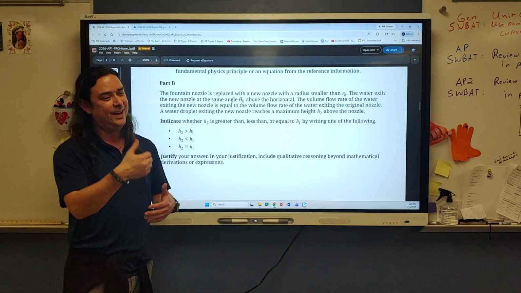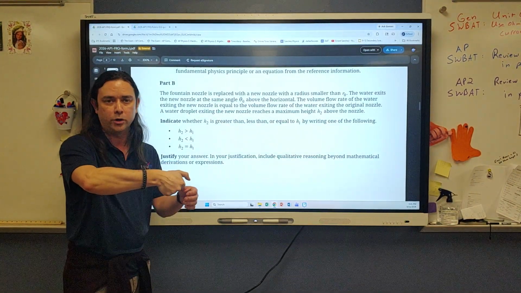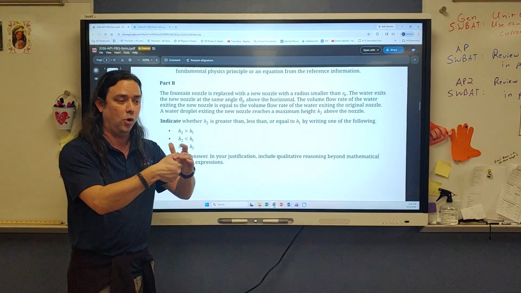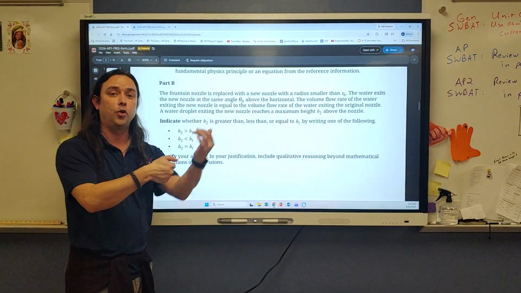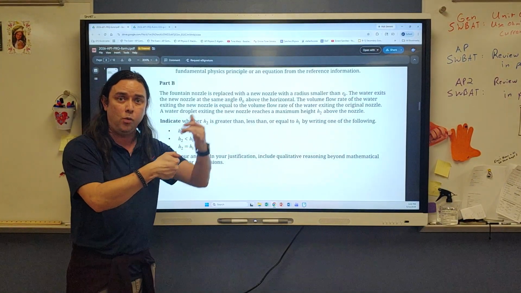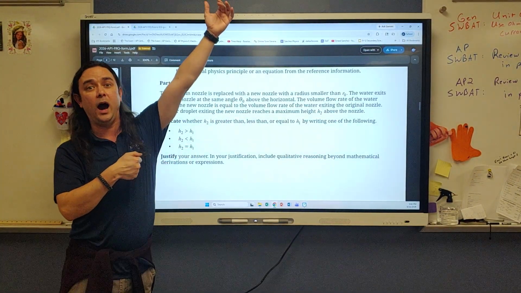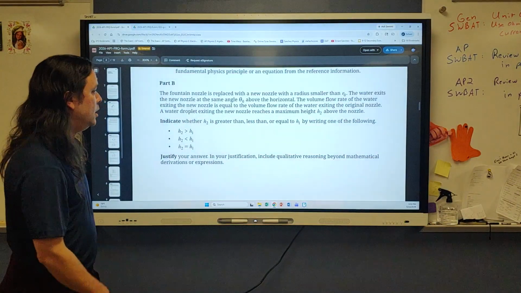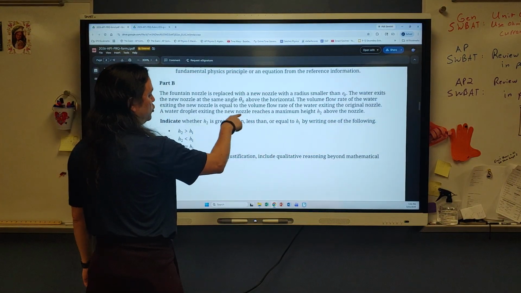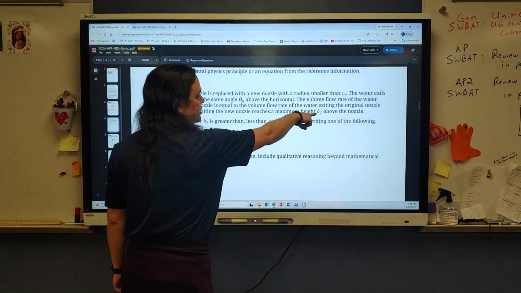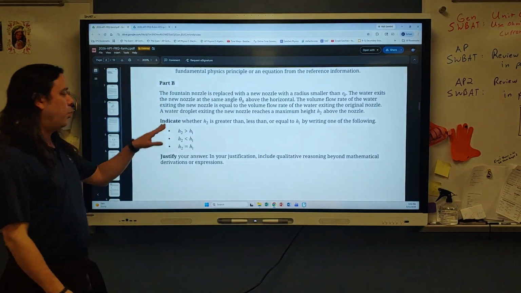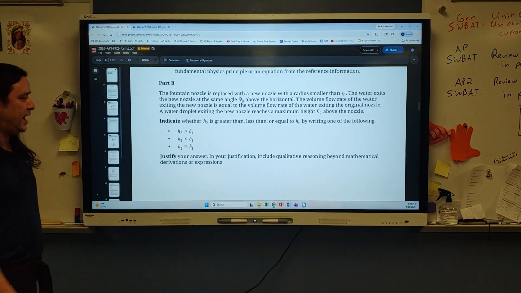This is, once again, exactly the thumb over the garden hose, and we're holding it at the same angle. So now I'm going to increase the velocity that it comes out with, and therefore it would end up going higher and farther, which is where we come to this. A water droplet exiting the new setup reaches a maximum height of H2. Which of the following is the best comparison of that?